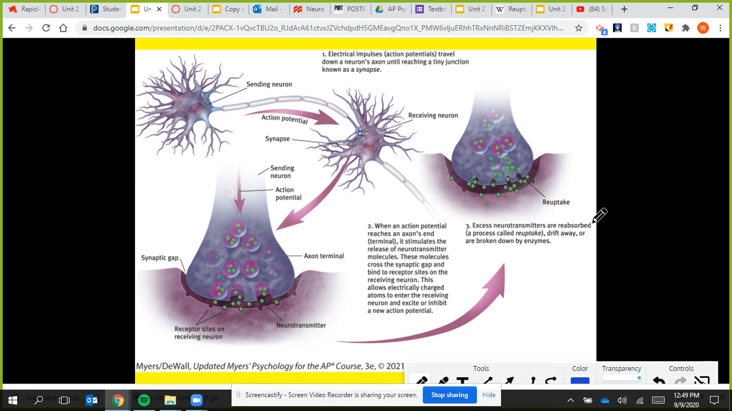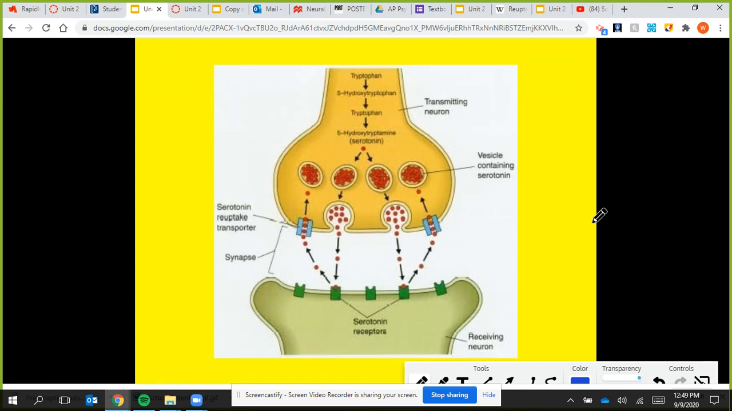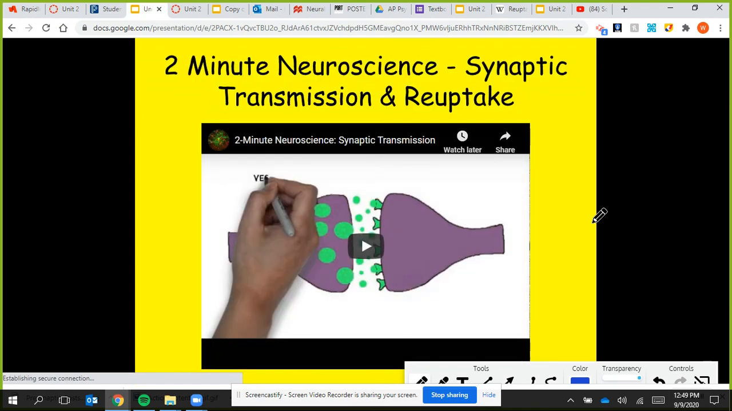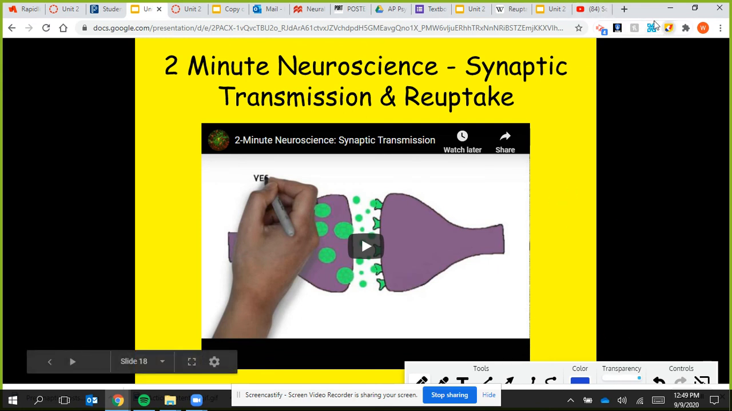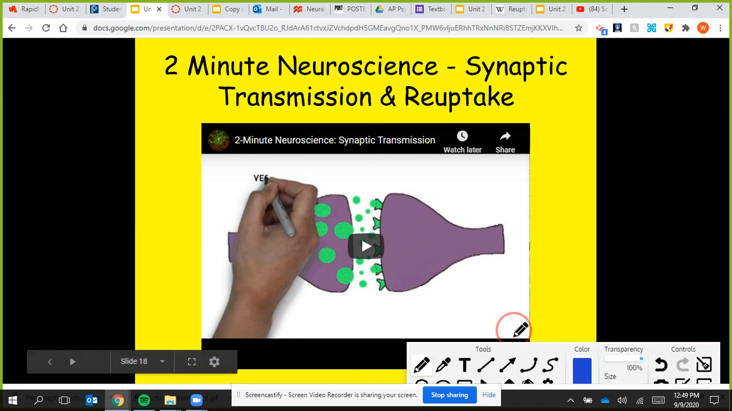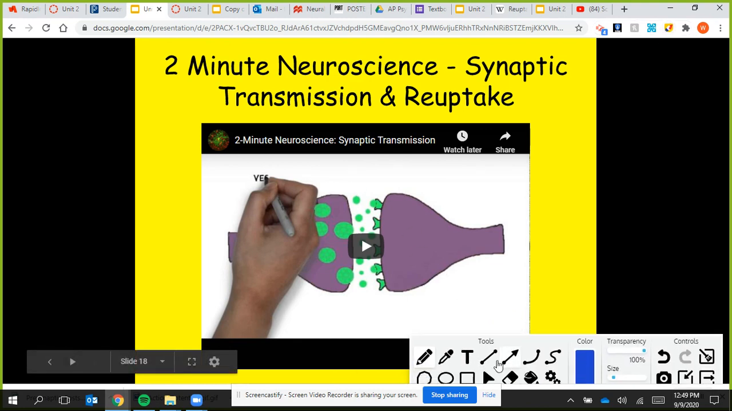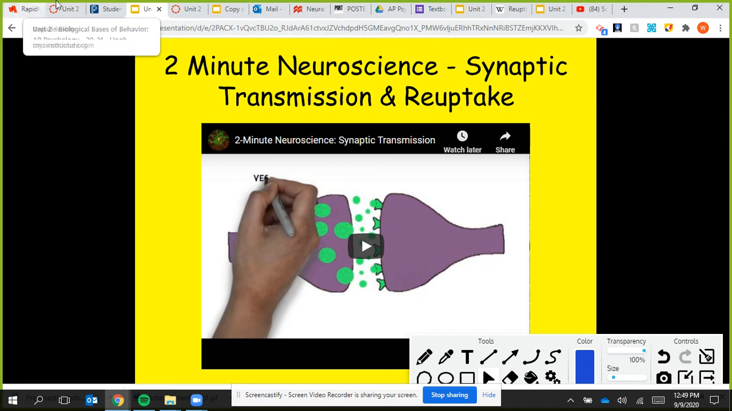So here's just another graphic that you can look at with this whole process, and then 2-minute neuroscience. All right, so last thing. We're going to watch a quick video, just reviewing all of this. And then you'll be able to go and do your own thing.